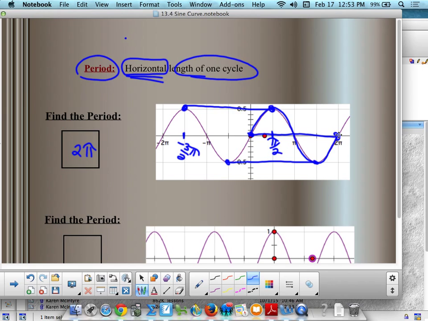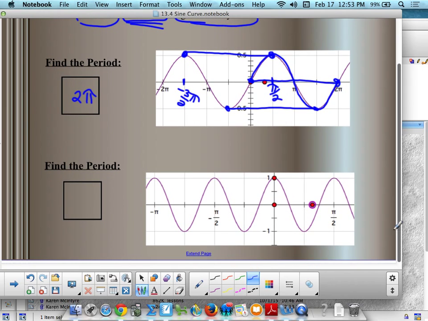This doesn't take long, so you should probably be done by now. I think this one's a little easier. If I started here, top to top, how far was that? That's half a pi. How do you know? Because this was 0 and I went to half a pi.